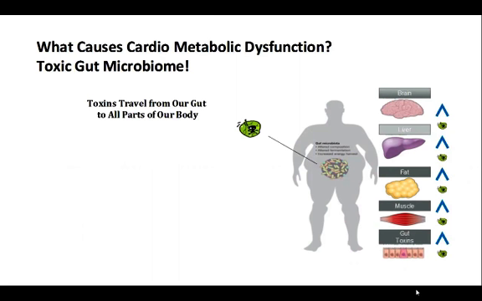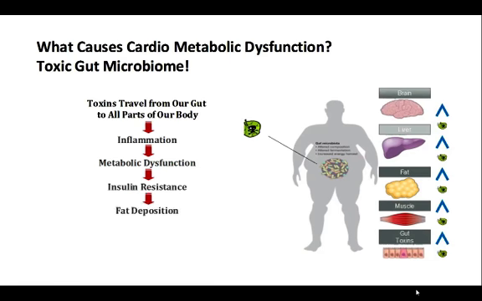Not only can this cause abdominal distress, but it leads to a condition called leaky gut, which we'll talk about in more detail. Toxins then enter the bloodstream, either by attaching themselves to fat molecules or entering due to a leaky gut. These toxins create inflammation throughout the body. Inflammation can lead to metabolic dysfunction. Metabolic dysfunction leads to insulin resistance. Insulin resistance leads to fat deposition, and fat deposition leads to cardiometabolic dysfunction.